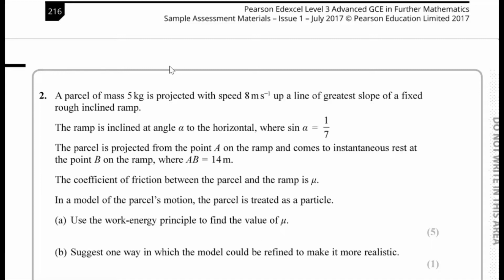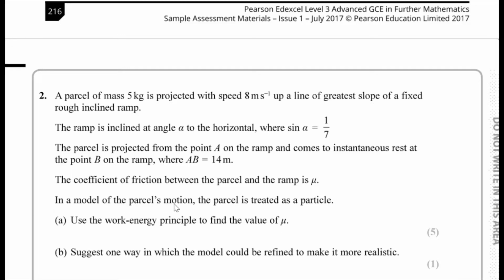Question 2. We have a particle of mass 5 kilograms that's projected with a speed of 8 meters per second up a line of greatest slope of a fixed rough inclined plane. The ramp is inclined at an angle alpha to the horizontal, where sine alpha equals 1/7. The particle is projected from the point A on the ramp and comes to instantaneous rest at the point B on the ramp, where AB equals 14 meters. The coefficient of friction between the parcel and the ramp is mu.